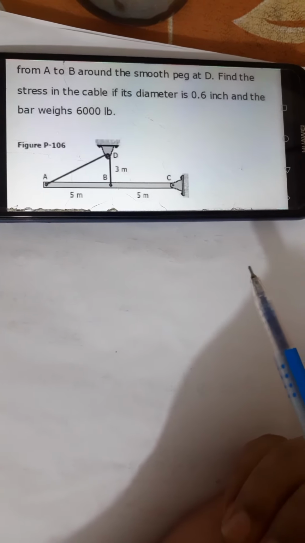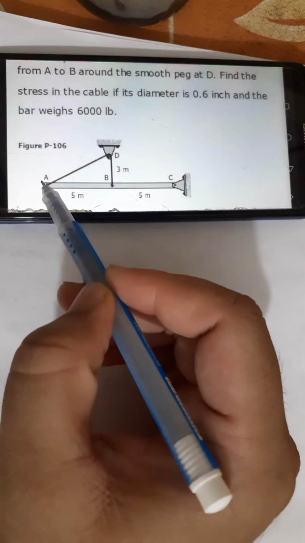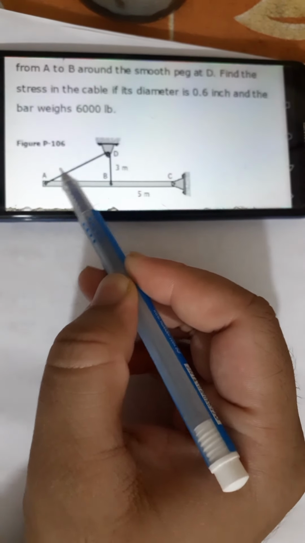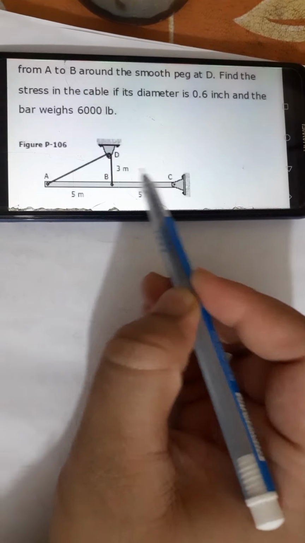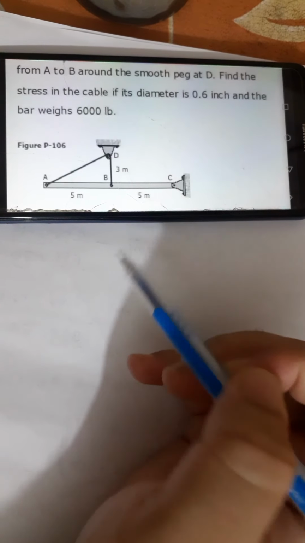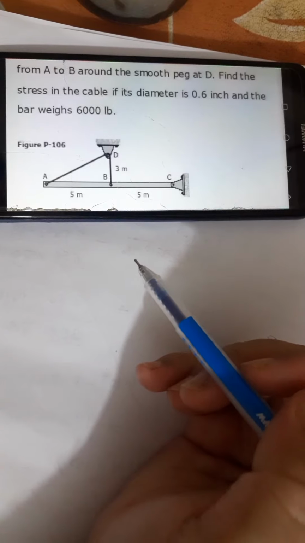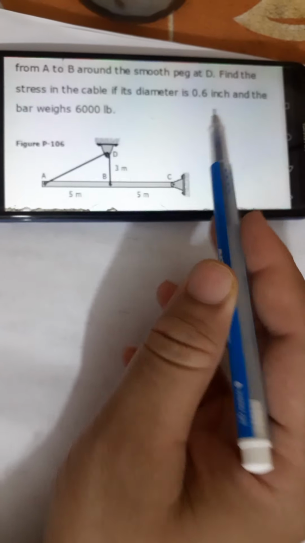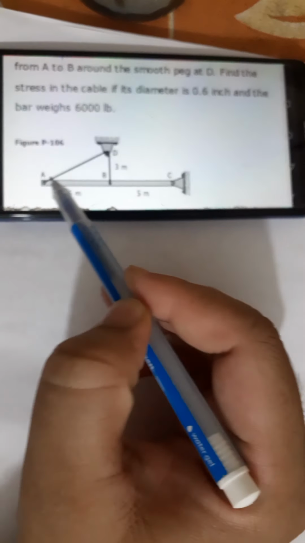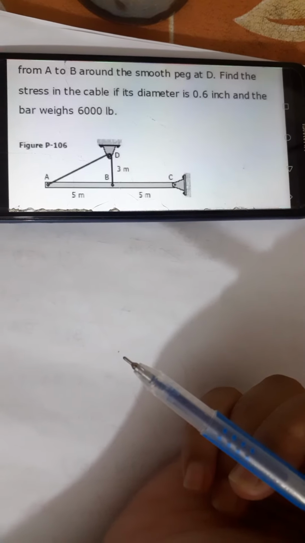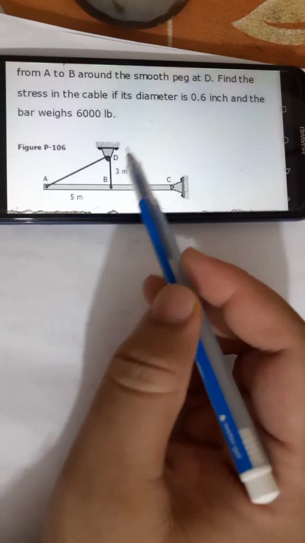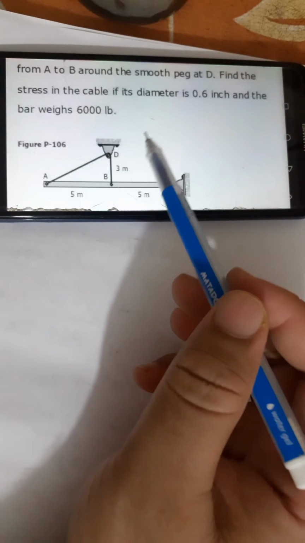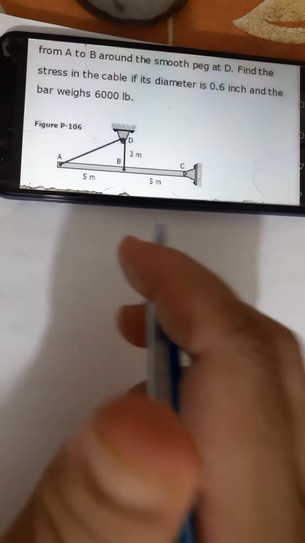So I am again describing the question. This is a bar ABC which is supported by a cable that runs from A to B through point D and a hinge support at C. The diameter of the cable is 0.6 inch and the weight of this ABC bar is 6000 pound. We are to find the stress in the cable. So we can start our solution.